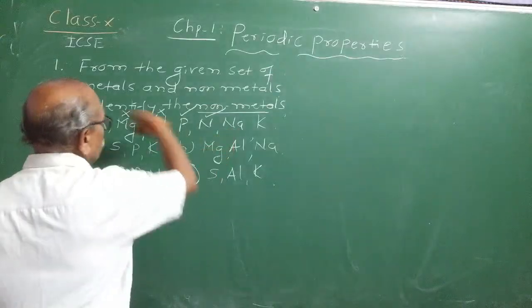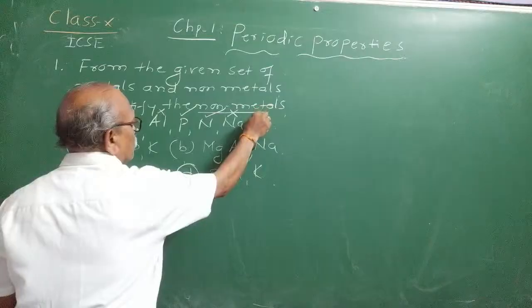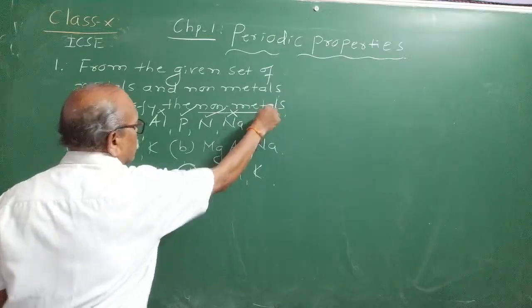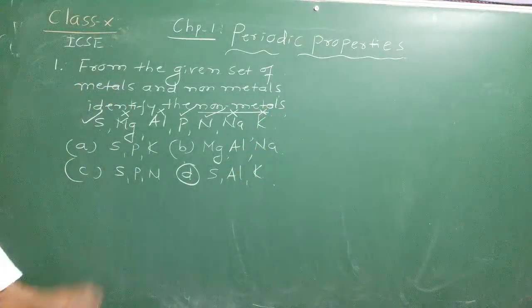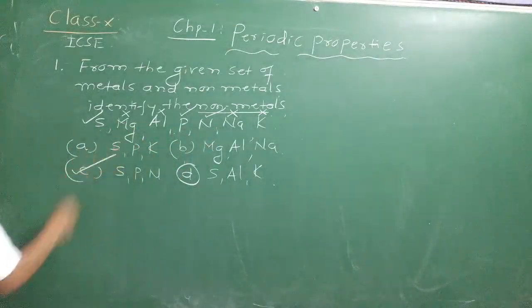Sodium is placed in group 1. It is not a non-metal. Potassium is placed in the first group. It is not a non-metal. Therefore, the correct answer is S, P, N. Option C is correct.